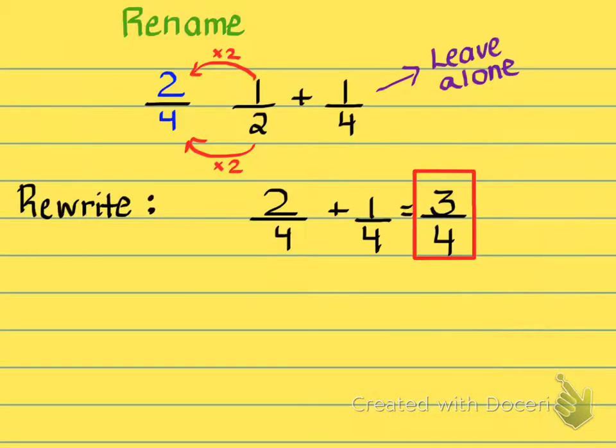So as you can see on the next slide, I went ahead and did that. So we have 1/2 plus 1/4. Then we renamed 1/2 to make it 2/4, and again that's an equivalent fraction. So now our new problem is 2/4 plus 1/4, which gives you 3/4.